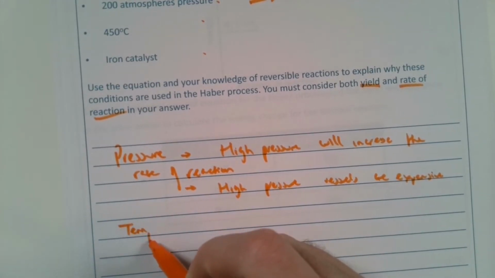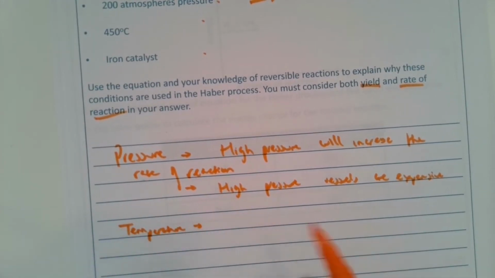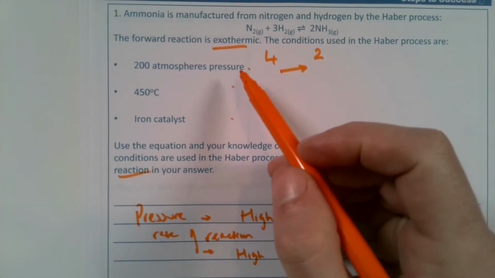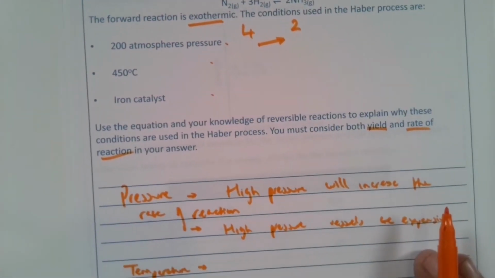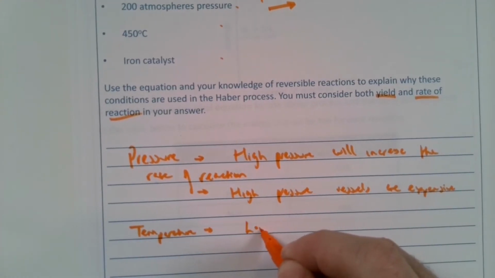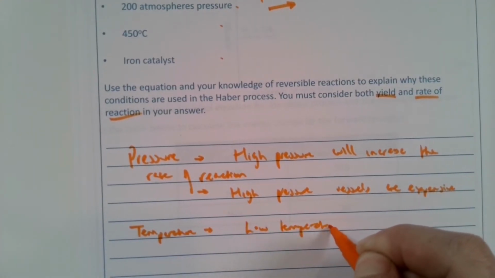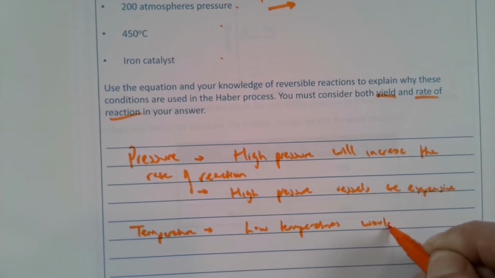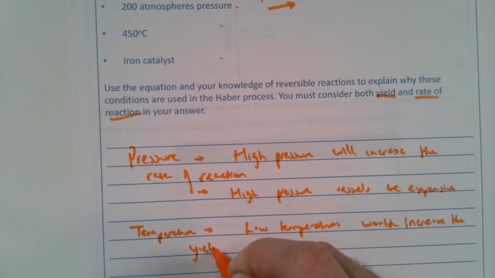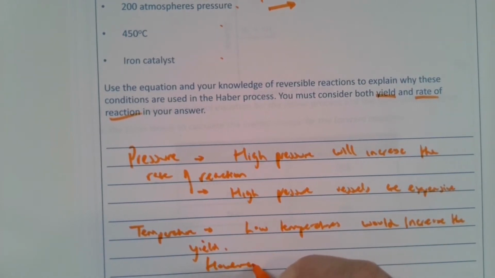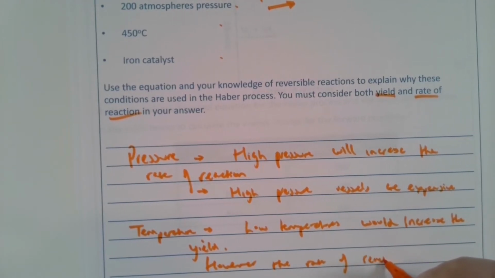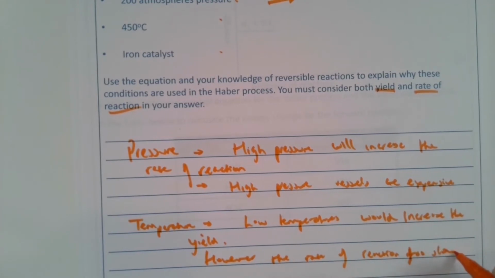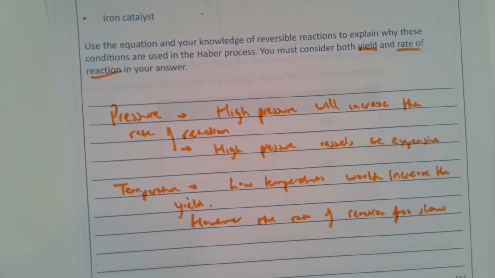Next, let's think about the temperature. It tells us here that the forward reaction is exothermic, and therefore we would want low temperatures to increase the yield. However, the rate of reaction would be too slow if the temperature was too low. So a compromise solution has to be met.